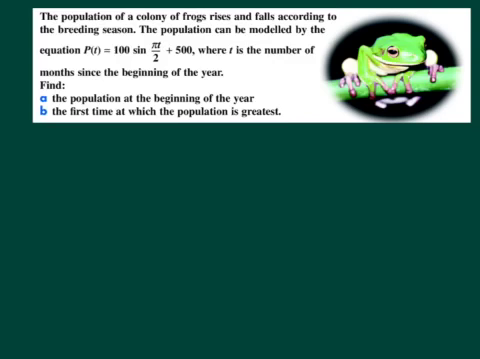Let's look at another example. In this case, the population of a colony of frogs rises and falls according to the breeding season. The population can be modelled by the equation p of t equals 100 sine (pi t over 2) plus 500, where t is the number of months since the beginning of the year. Here we have to find the population at the beginning of the year. So the population at the beginning of the year implies that the time is equal to 0. So no months have passed.